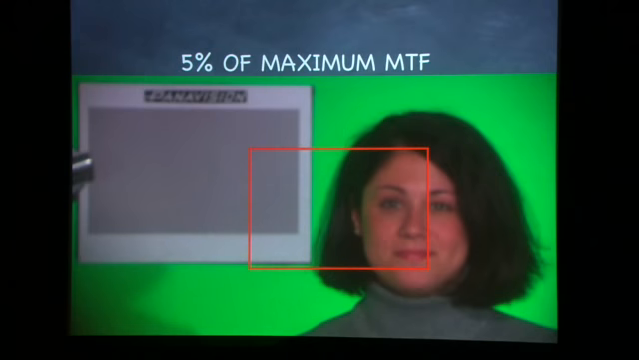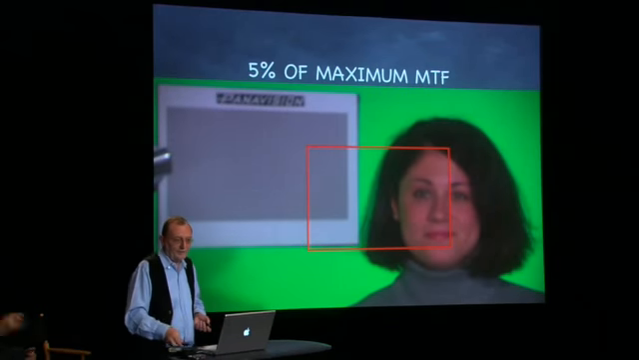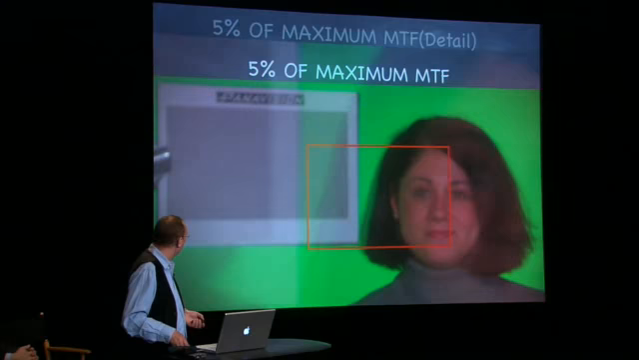Back to our early images where we showed the 5% MTF. And there you can see the 5% MTF, which, if you were looking at a high contrast target, you could go up to the screen and say, yeah, I can see that, or even less. But for a motion picture imaging system, 5% is very, very, very out of focus.